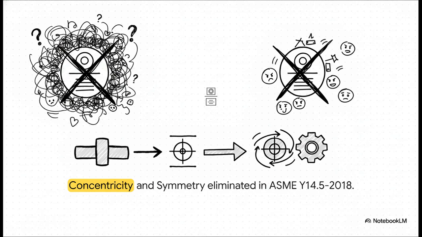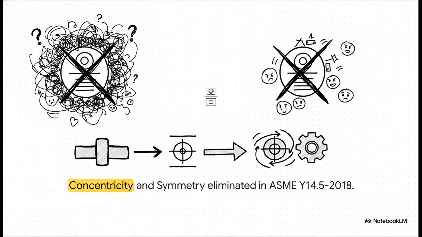Now, I want to point out a massive update in the engineering standards world. The ASME Y14.5 2018 standard actually eliminated the concentricity and symmetry symbols entirely from the GD&T language. No way, right? Why? Well, because they caused immense confusion and were widely misapplied across the entire manufacturing industry.